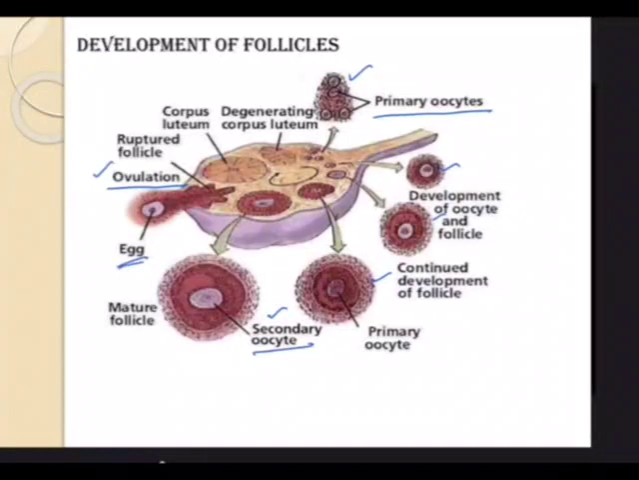The oocytes are arrested in the early part of meiotic prophase 1, that is in diplotene. Each primary oocyte then gets surrounded by a layer of granulosa cells called primary follicles.